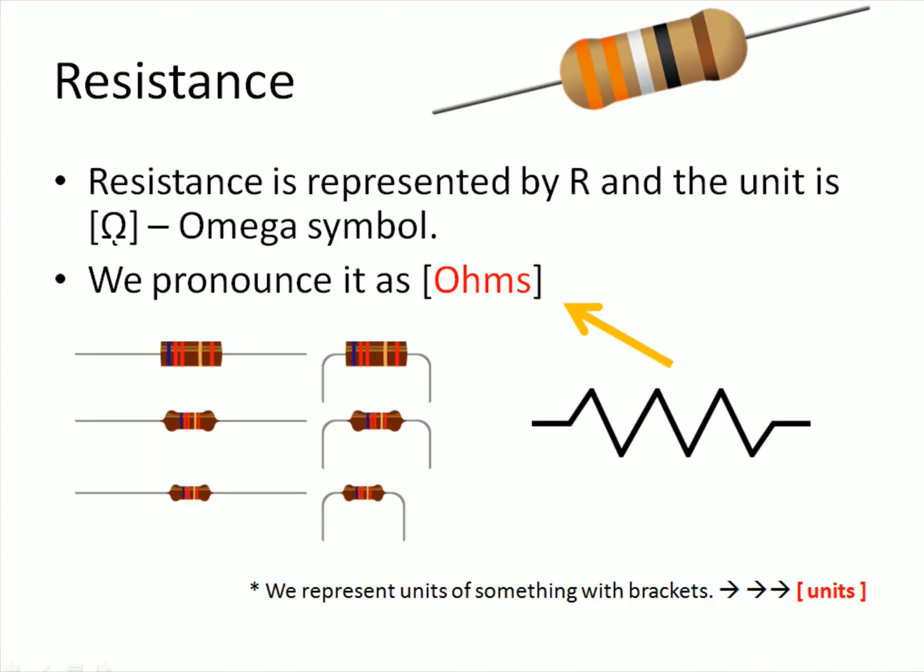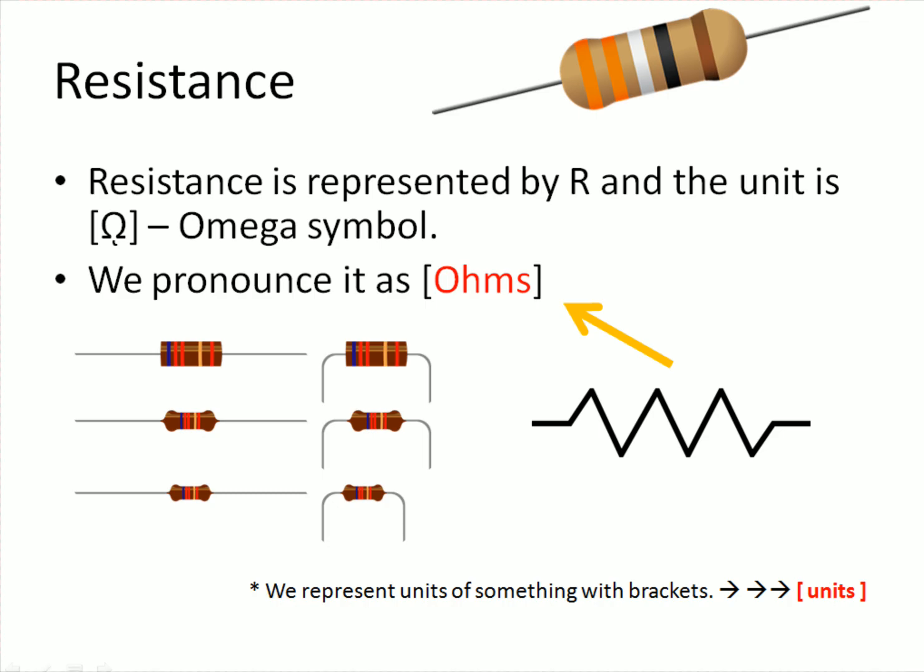So resistance is represented by R, and the unit is omega. It's taken from a Greek symbol, I think. Yeah, the omega symbol, and we pronounce it as ohms. So the unit of resistance is ohms. And here's some pictorial representation of resistors. This is a brown one, this is a dark brown one, and this is how we represent them in schematic form.